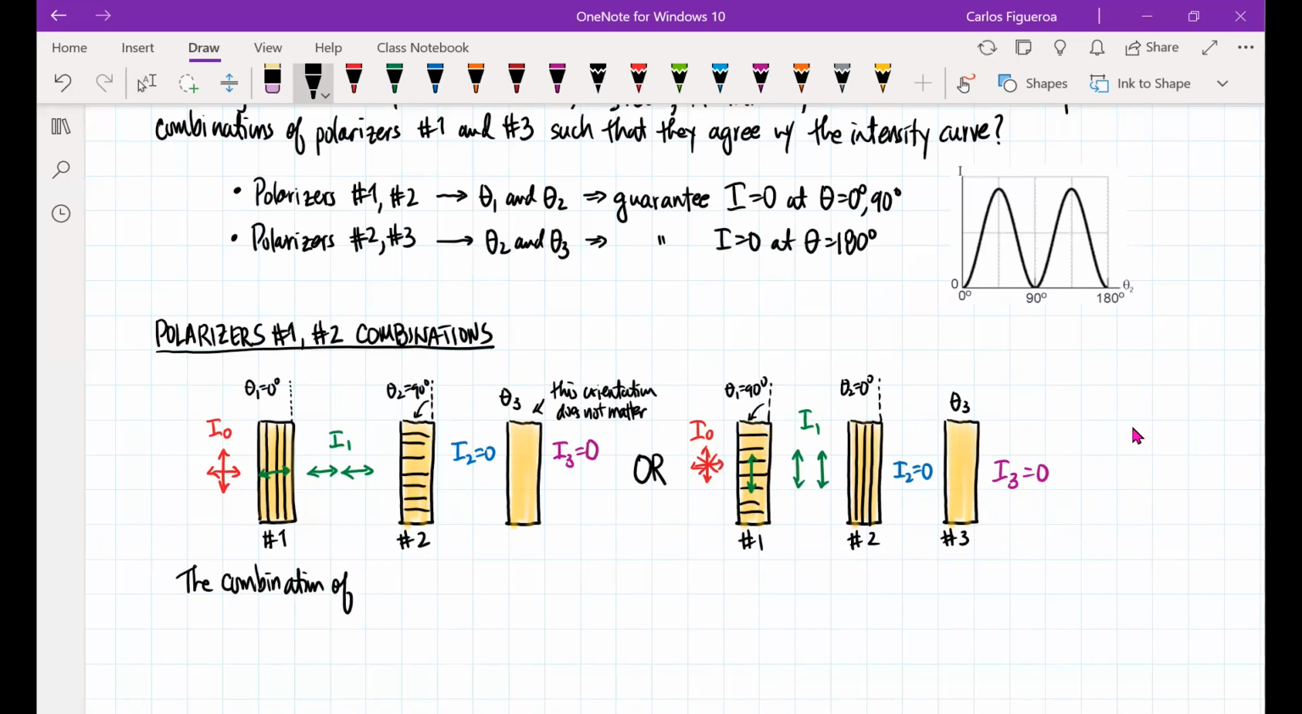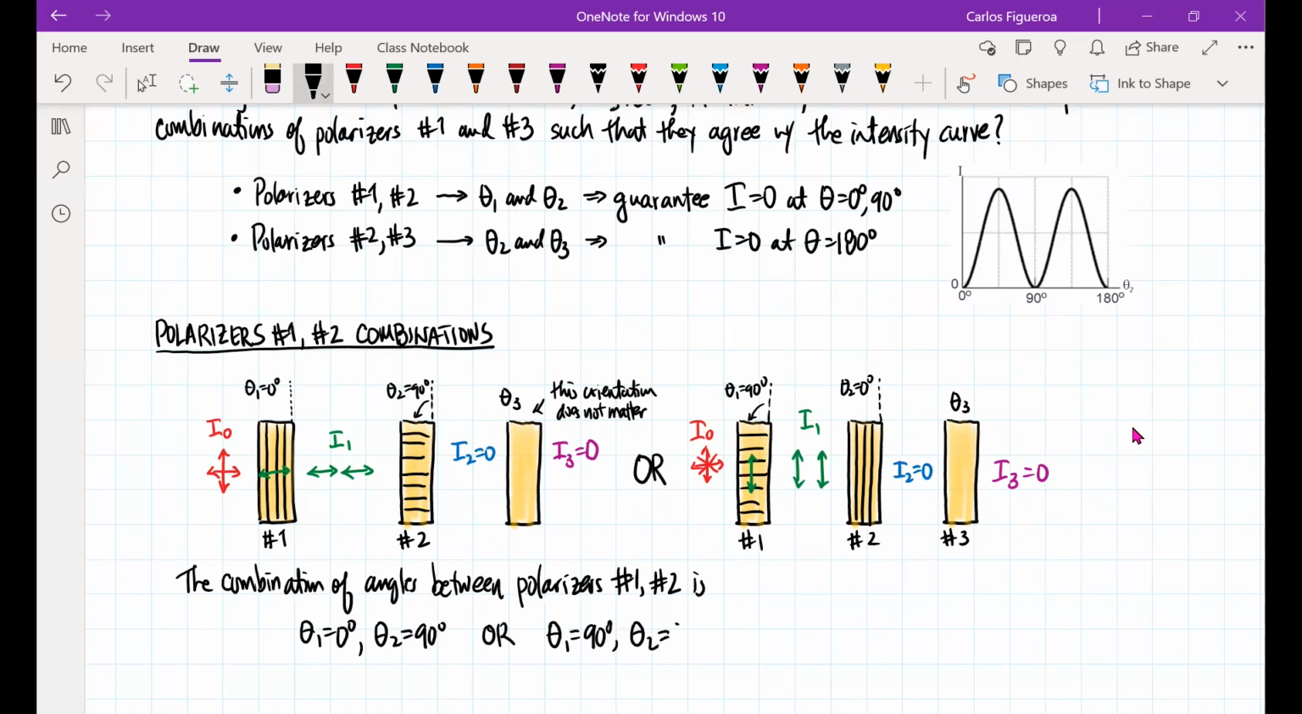of the angle between polarizers number 1 and number 2 is I could either set theta 1 equal to 0 degrees and theta 2 equal to 90 degrees, or I can choose theta 1 equal to 90 degrees, theta 2 equal to 0 degrees. That combination does not matter how I do it. Now I got to worry about the 180 degrees.